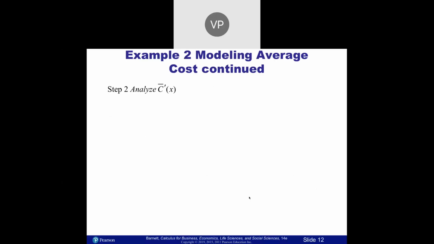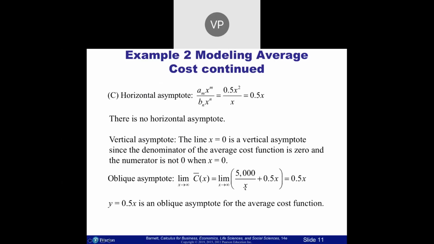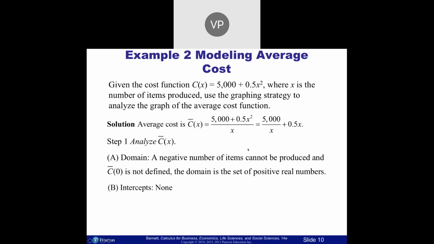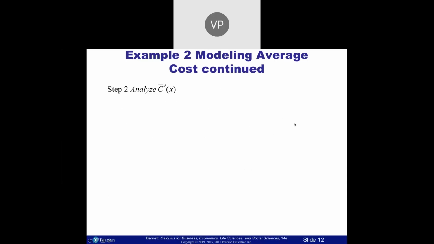Okay, so now we're going to analyze the derivative. So we take the derivative of that original function, and we end up with negative 5,000 over x squared plus 0.5. Now remember, they're not showing how this is done, but there you go. Remember, my original function was right here. It's 5,000 x to the negative 1 plus 0.05x. So when you take the derivative, that becomes negative 5,000 x to the negative 2, and then with that one, the x just drops off. We have this.